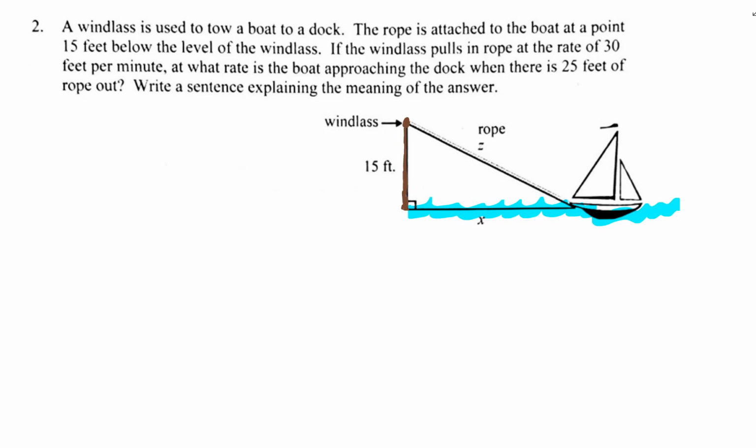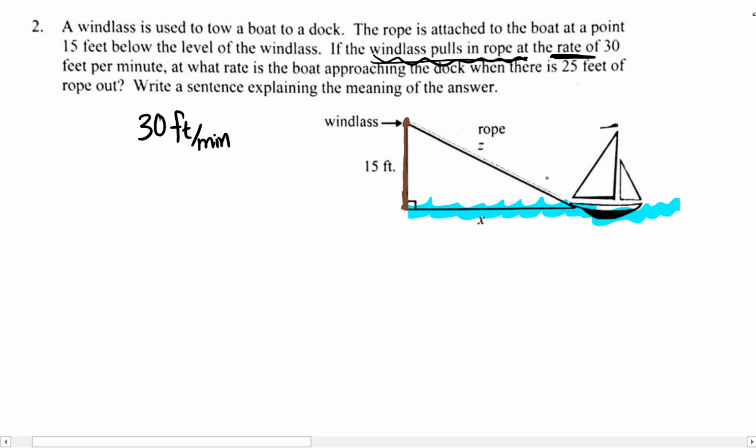So the rope is attached to the boat at a point 15 feet below. This 15 feet is not changing. The windlass is in a permanent position, so this will stay as a constant of 15. If the windlass pulls in rope at a rate of 30 feet per minute, okay, so we've been given a rate, 30 feet per minute. This is the rate at which the windlass pulls in the rope.